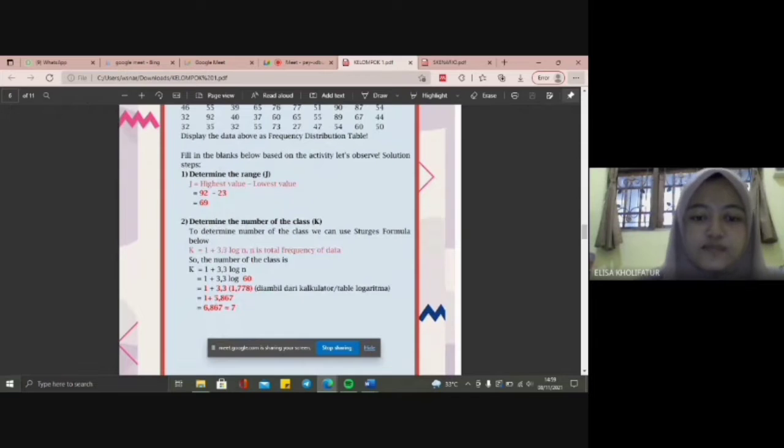Number 2, determine the number of classes. To determine the number of classes, we can use Sturges' formula below. K is 1 plus 3.3 log n, where n is the total frequency of data. So the number of classes K is 1 plus 3.3 log n, equals 1 plus 3.3 log 60, equals 6.867.